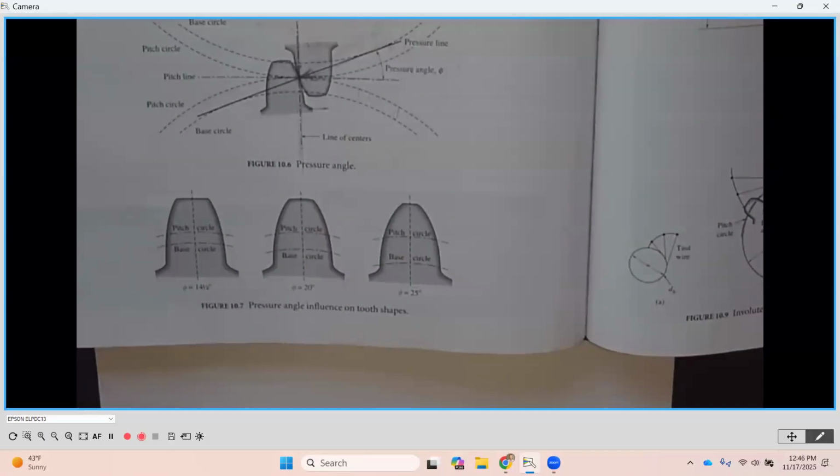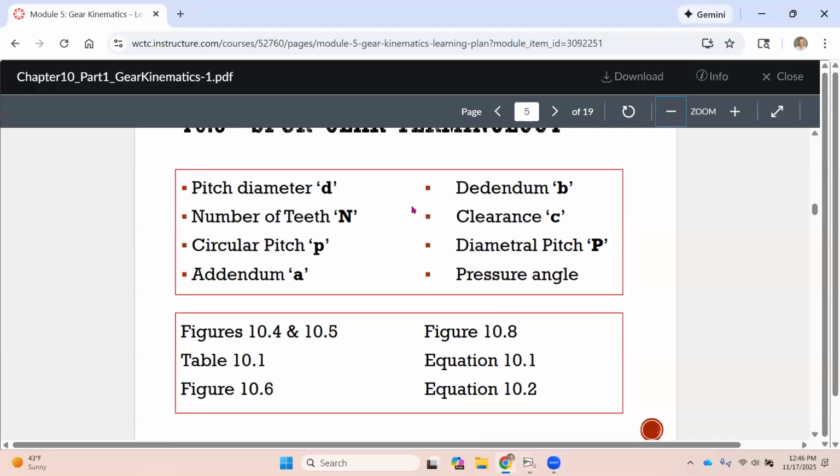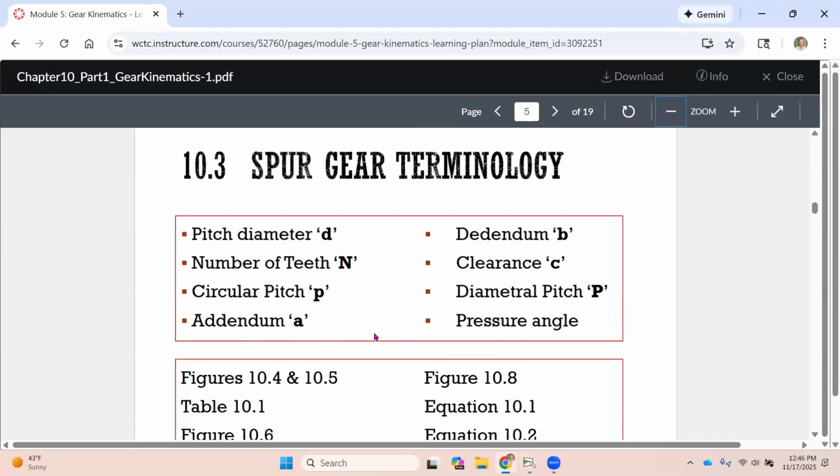So again, you're not going to be calculating any forces in this class, but I think it's valuable to know and understand how that pressure angle changes the forces that come in. So you can see why you would use one over another, or why 14 and a half kind of left the scene. So, questions about pressure angle or the items that we have here right now?